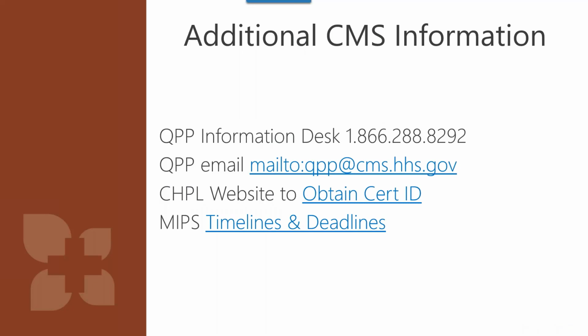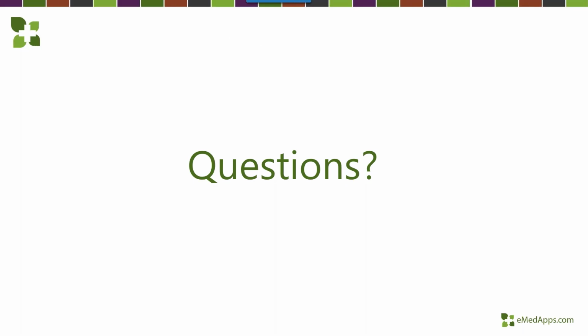Again, if you need some additional help from the Quality Payment Program, I've provided the phone number and their email. Again, in the beginning slide, I noted that you wanted to get your certification ID, so the website to obtain that has been included, and then some additional timelines and deadlines that the QPP notes. I've given you access to those as well in case you have additional questions. Next slide. All right, I will turn it over to Holly.